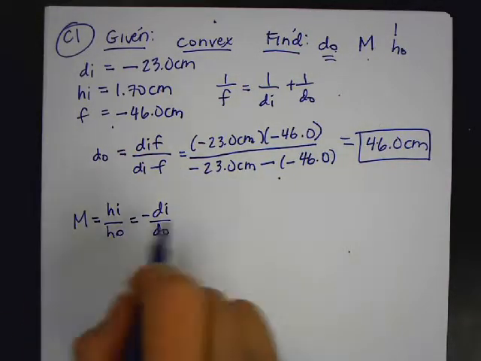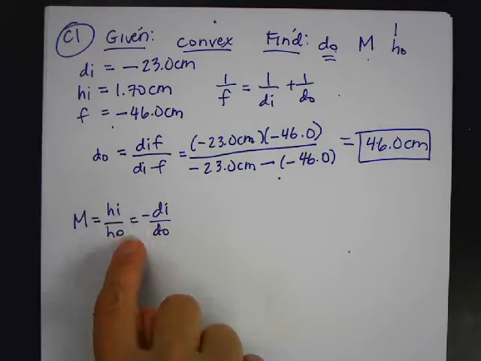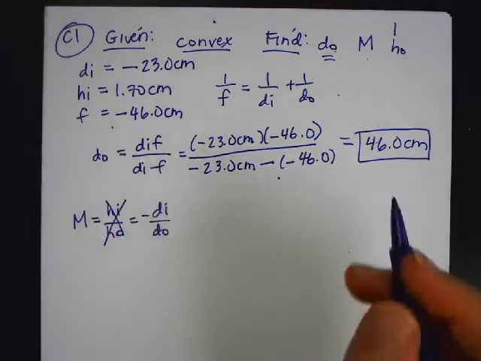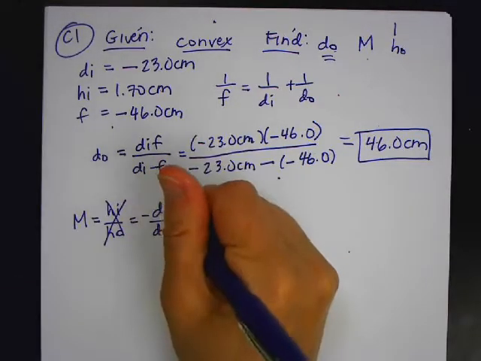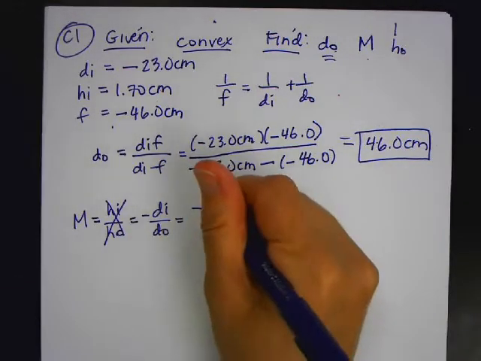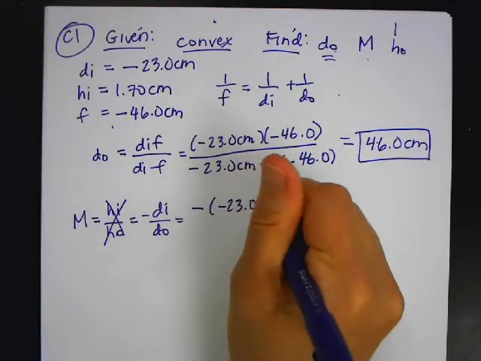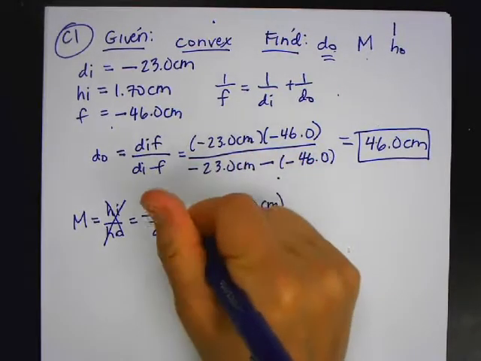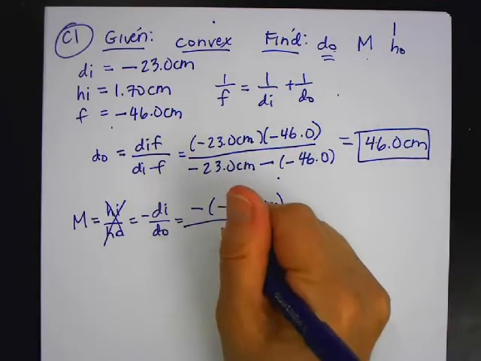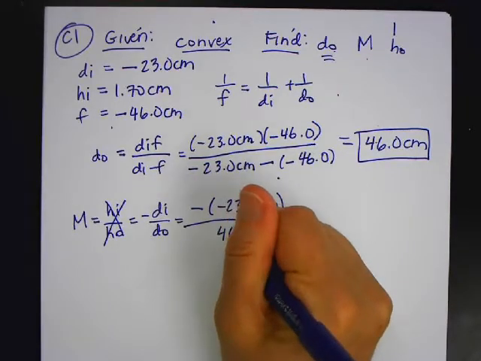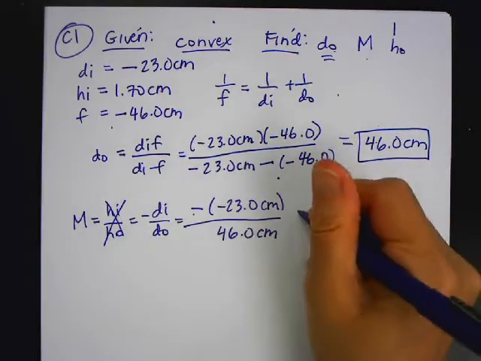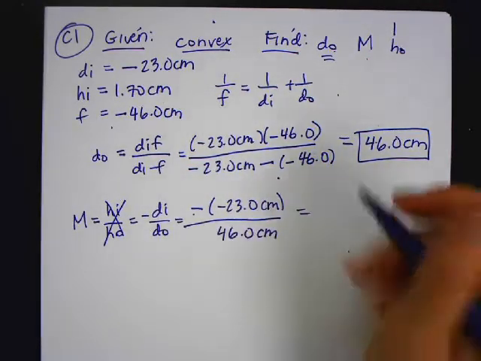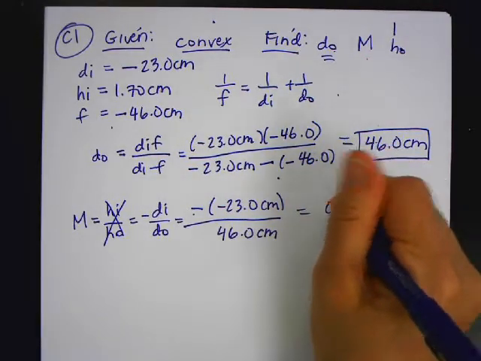All right, now we're not using both of these. I don't have HI and HO, so I'm not doing that part. I have DI and DO, so that's how I know I want to do this part. So it's going to be negative DI, which is negative 23, divided by DO, which I just found out to be 46. So negative and a negative is a positive, and 23 is half of 46, so this is going to be positive 0.5.